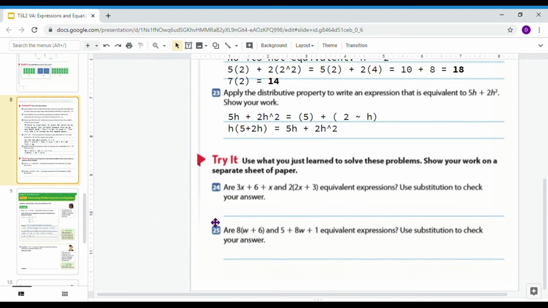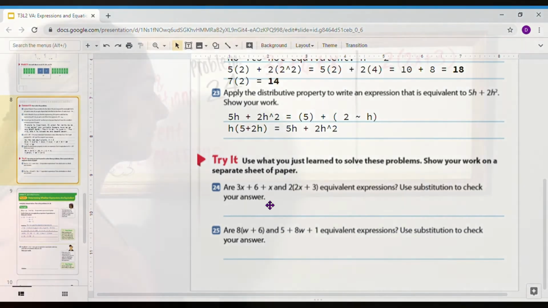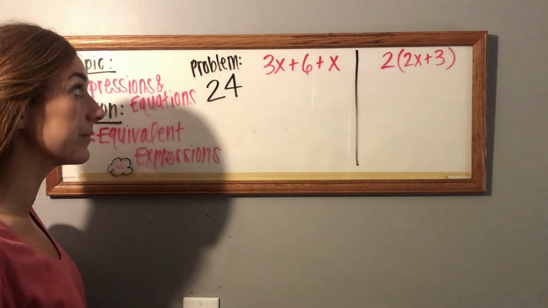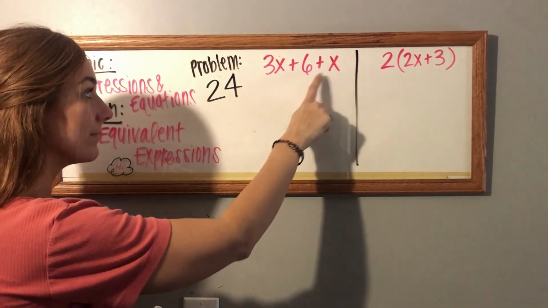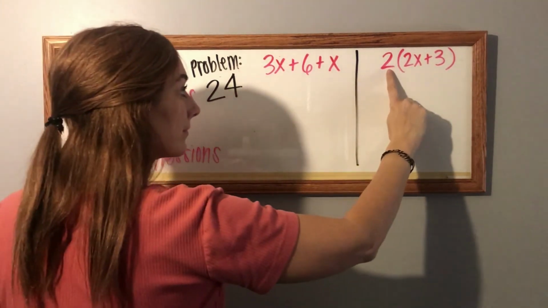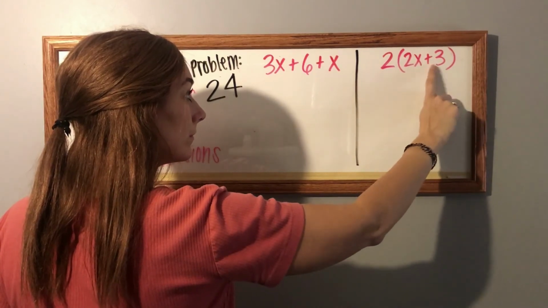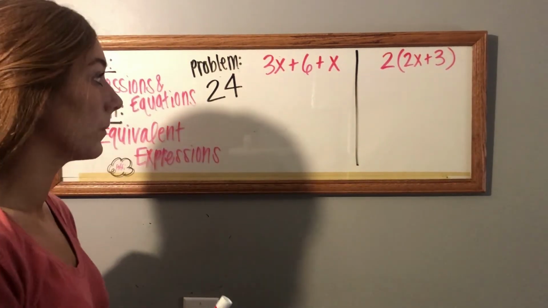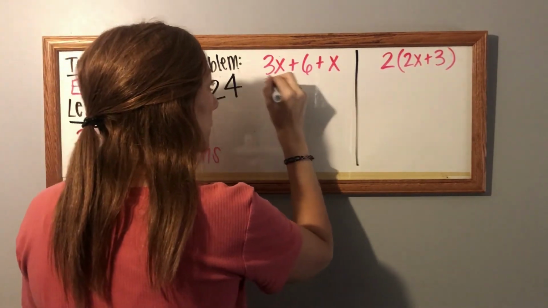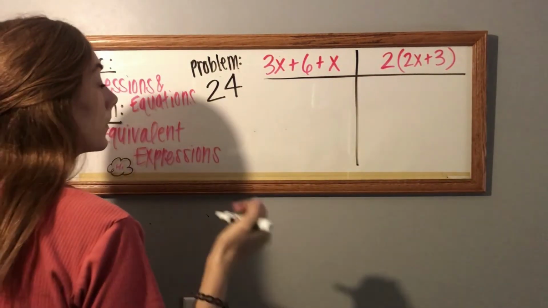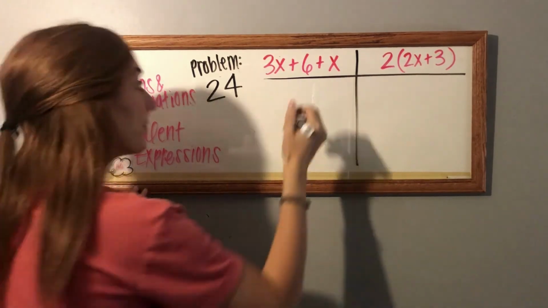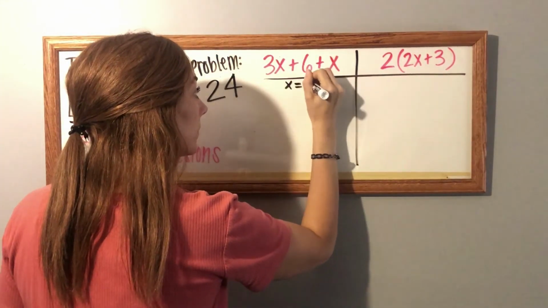Number 24. Are 3x plus 6 plus x and 2 times the sum of 2x plus 3 equivalent expressions? Use substitution to check your answer. So they're asking us, we have 3x plus 6 plus x, and then we also have this distributive property, 2 times 2x plus 3. We are going to substitute to check whether these are equivalent or not. I'm going to substitute the easiest number that I know, and that number is 1.